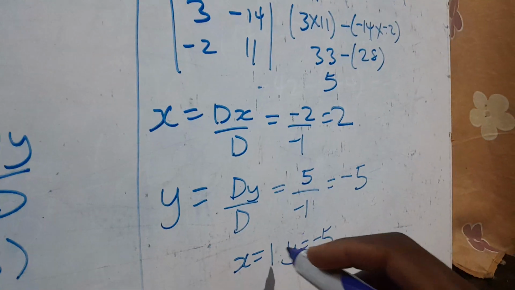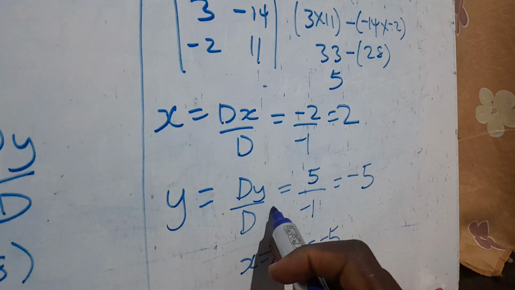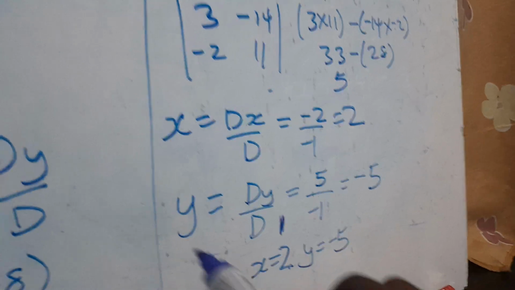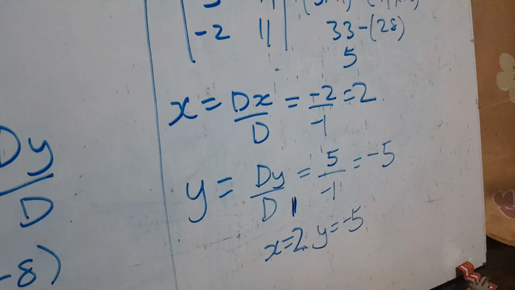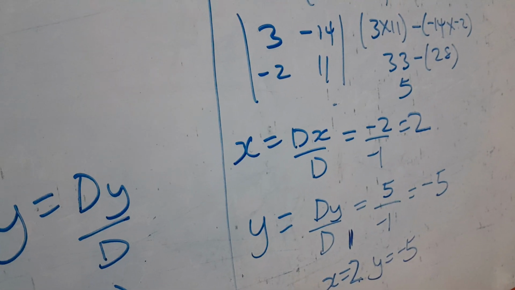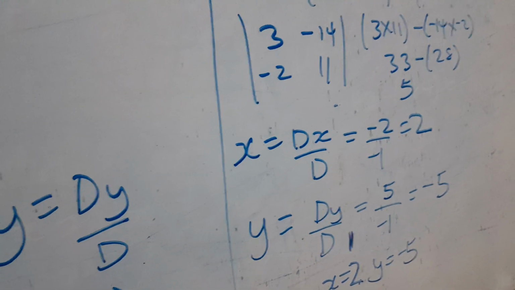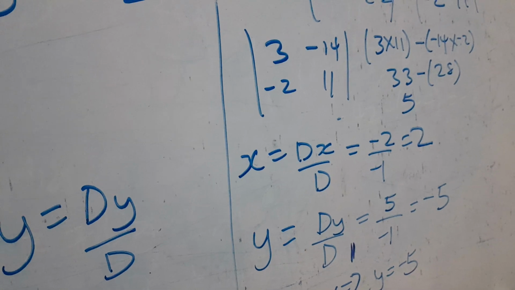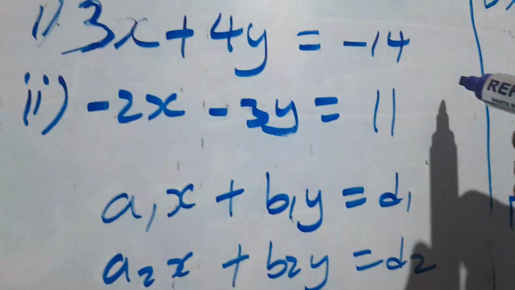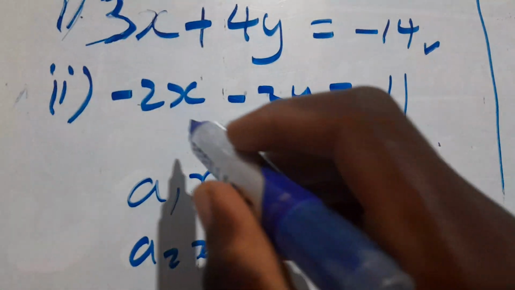The value of x is 2 and the value of y is negative 5. If you replace the value of x and y in our equation, our x is 2. 2 times 3 is 6, plus 4 times negative 5 is negative 20. You add 6 plus negative 20, you find your answer to be negative 14.